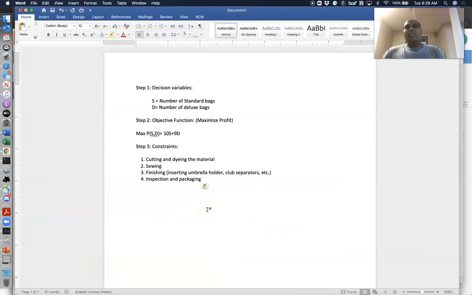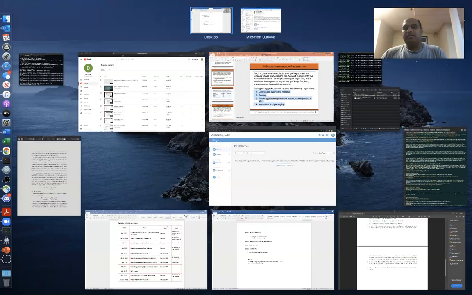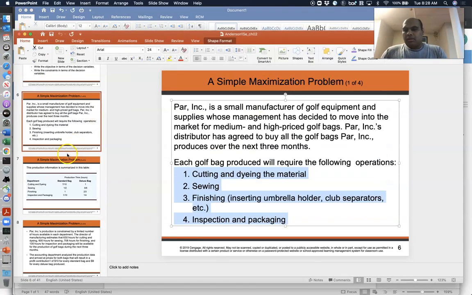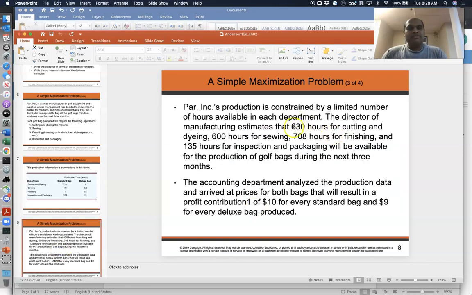Okay. So let's write the cutting and dyeing constraint. Let's look at the data. We know that it takes 7/10 of an hour to cut and dye a standard bag, and it takes 1 hour to cut and dye a deluxe bag.